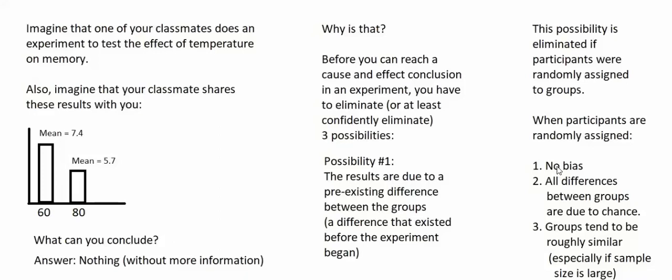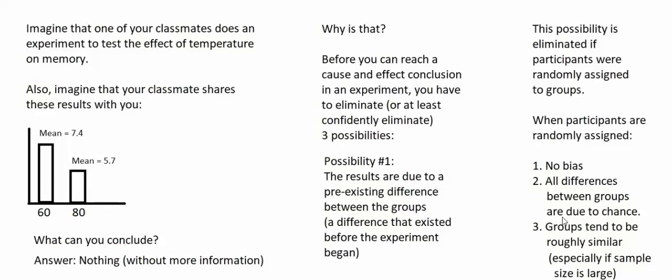Also, when participants are randomly assigned, all differences between the groups are due to chance. So when participants are randomly assigned to groups, the two groups aren't perfectly equal in every way. For example, one group might have a few more females just by chance, and one group might have a few more males just by chance, but that would be a chance difference between the groups.